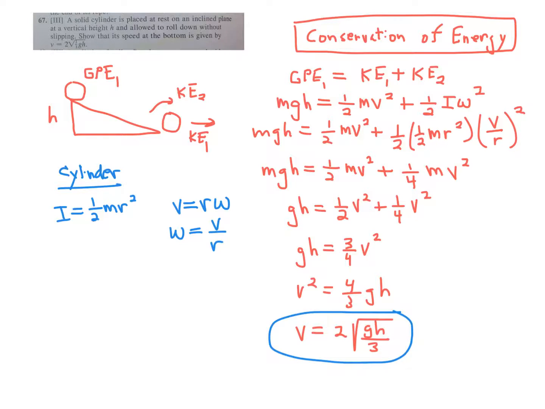Also, it's important that it's not slipping. So there's some frictional heat that we're ignoring if there's some sliding and slipping. Anyway, we have GPE here at the top. That's the initial available mechanical energy.